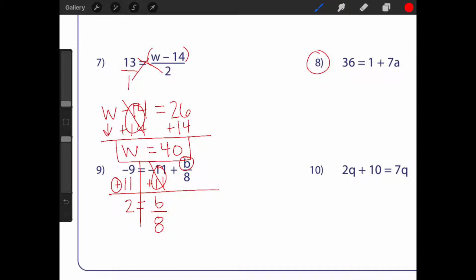And again, I'm telling you, for me, we could multiply by the reciprocal, but I love just dropping that 1 underneath it and doing cross products. 1 times b is b, 1b. And then 2 times 8 is 16. Boom, done. It's as simple as that, which is why cross products is one of my favorite things.